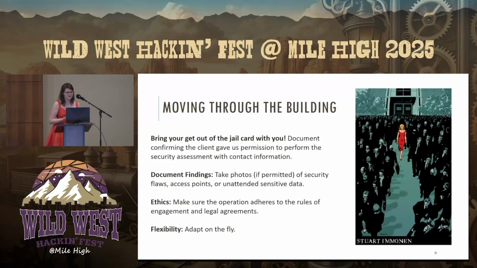And so what would be advice to do it right? Bring your get-out-of-jail card with you. I think that's the most important part when you're breaching security and you're in the building already. That's a document confirming that the client gave you permission to perform the security assessment, with contact information. And it's very important, before you enter the building, to call that person and make sure they are close to their phone, because a lot of crazy things may happen and you might be detected and held responsible by the security guards, and they are usually armed.